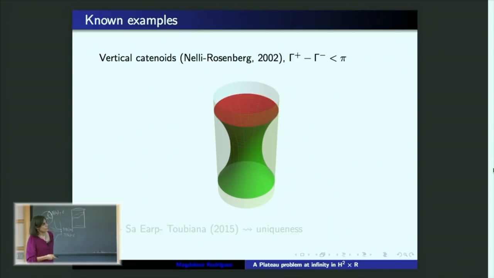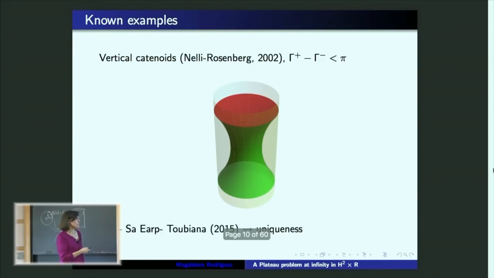All these graphs are quite symmetric. They are also bigraphs with respect to some plane in the middle. And they were characterized using the symmetries by Nelli, Sa Earp, and Toubiana as the only annuli whose boundary are horizontal circles.